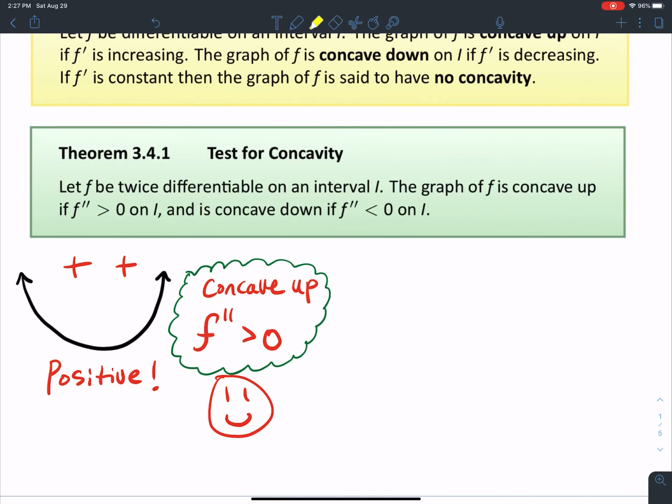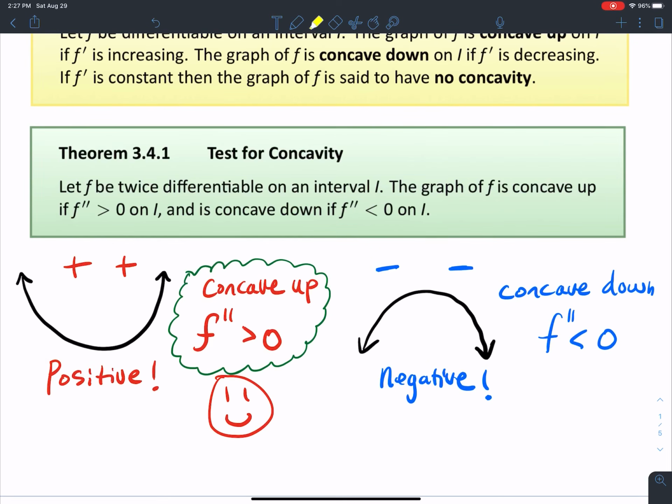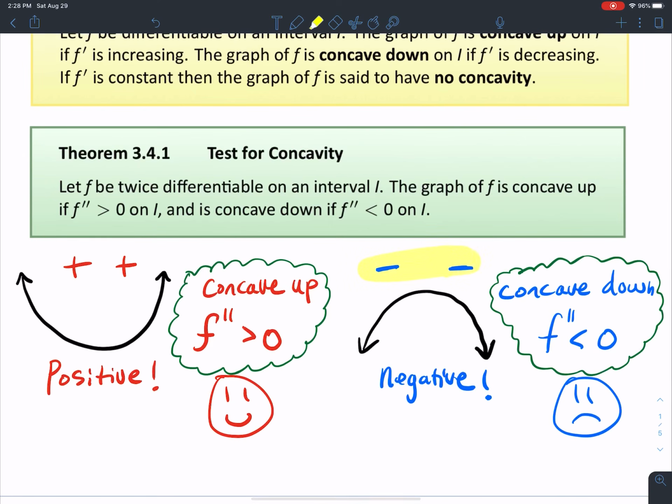All right, smiling. Now concave down is like a frown. What do we do when we're negative? We frown, right? So negative, f double prime is less than 0. We're frowning, we're negative, we're sad. So f double prime is less than 0. Okay, I know it's goofy, but this is an easy way to remember it. When you're looking at the second derivative, if it's positive, we're smiling. If it's negative, we're frowning. All right, concave down looks like a frown, and concave up looks like a cup.